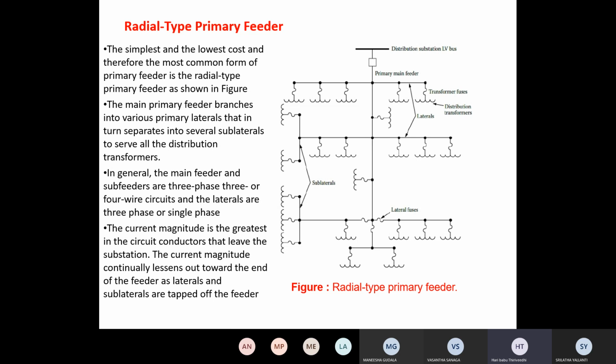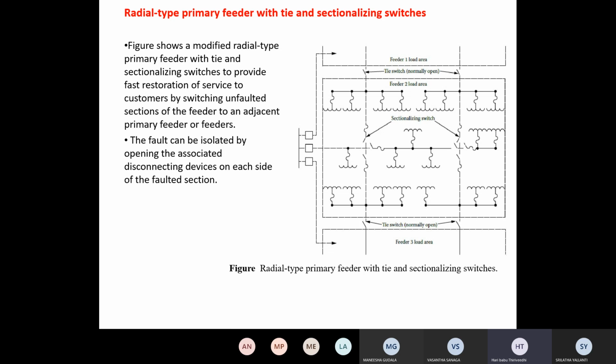To improve the reliability of supply and the continuity of power supply, we make a small change to this radial system. This is the radial system, and we have to make some betterment. Then we may reduce those two disadvantages, right? For that, go for the sectionalized radial type primary feeder with tie and sectionalized switches.